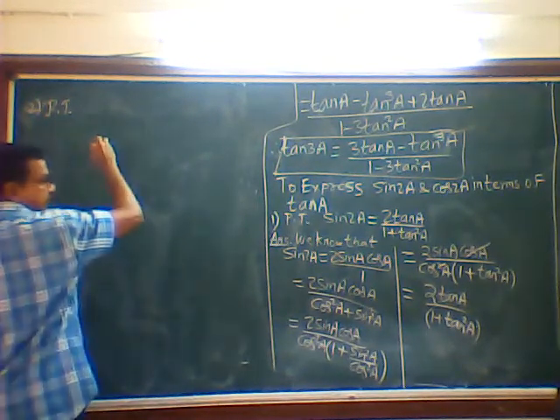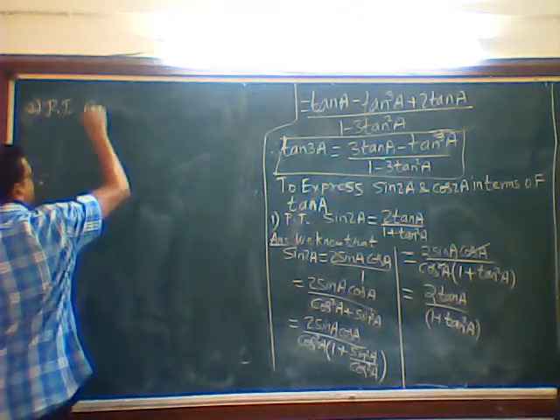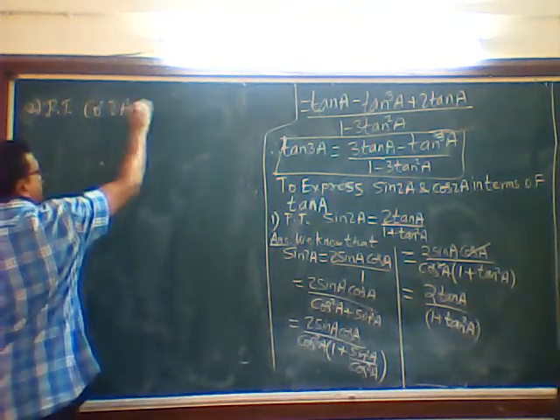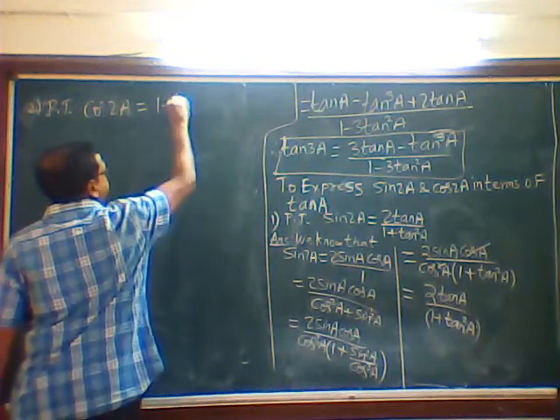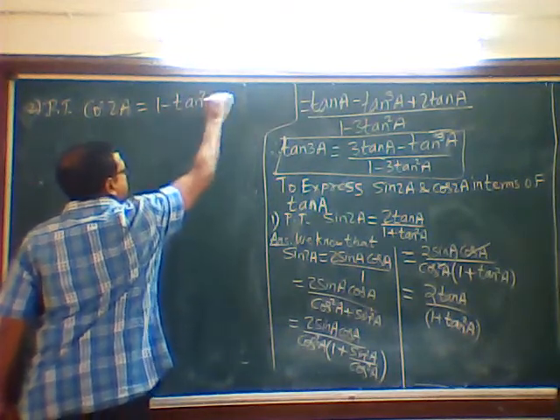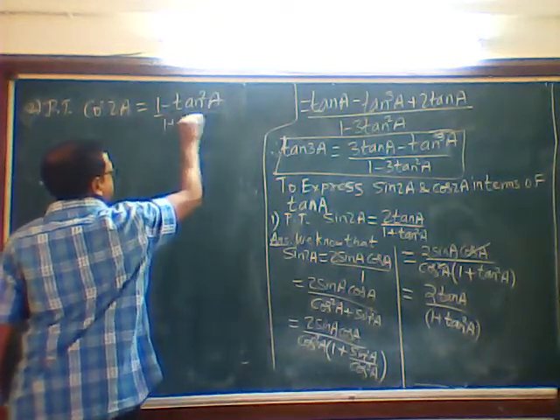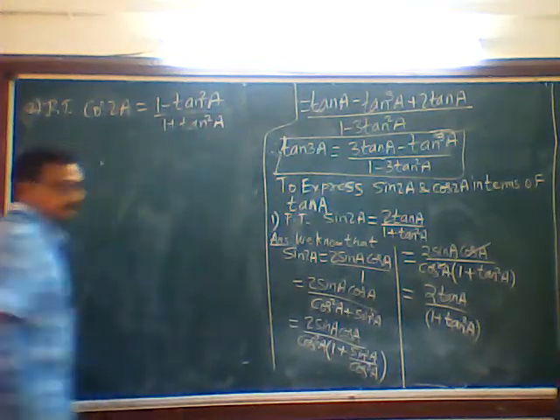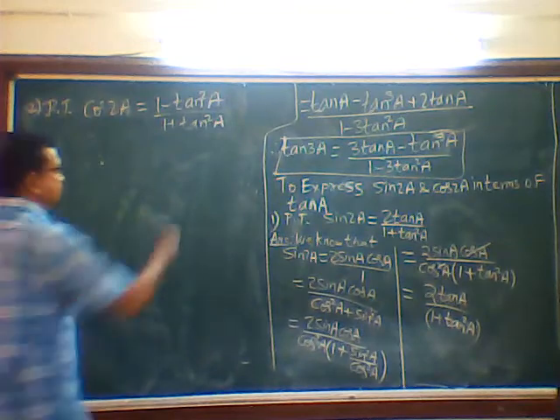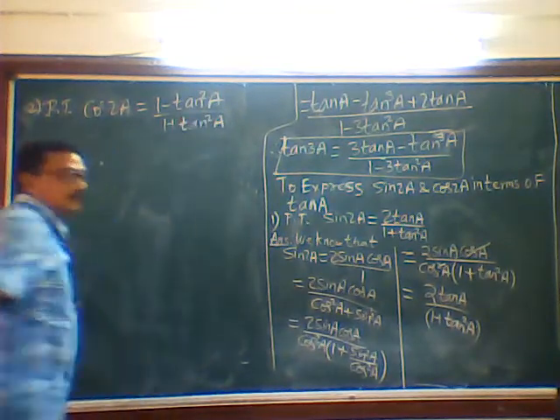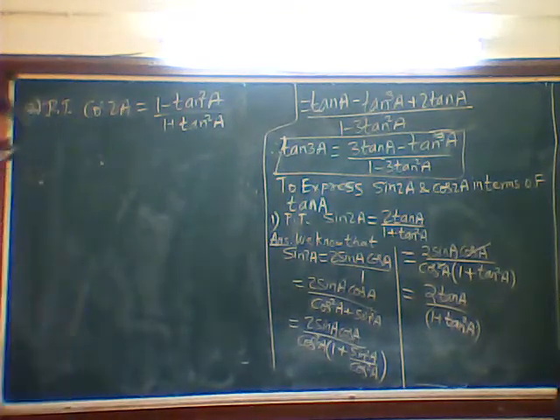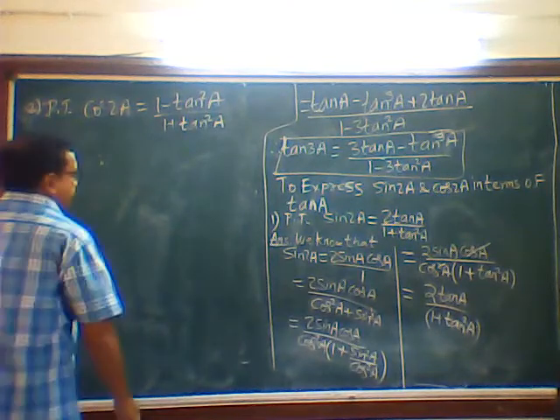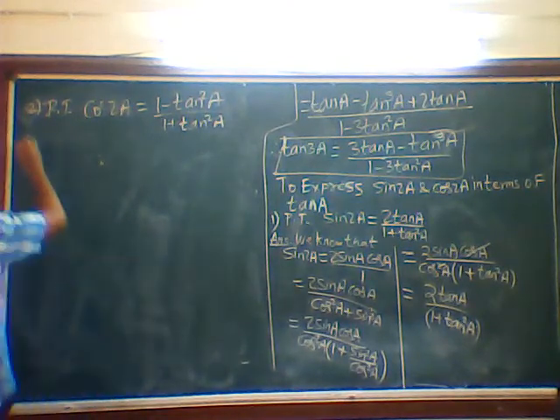Prove that cos 2A is equal to 1 minus tan square A divided by 1 plus tan square A. Okay. Now again, answer.